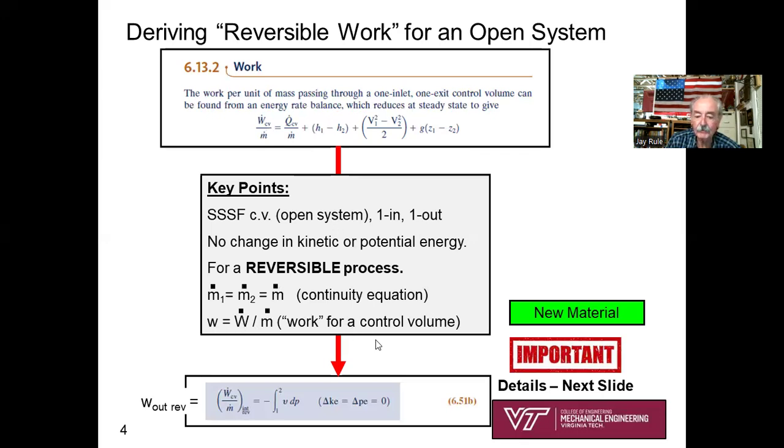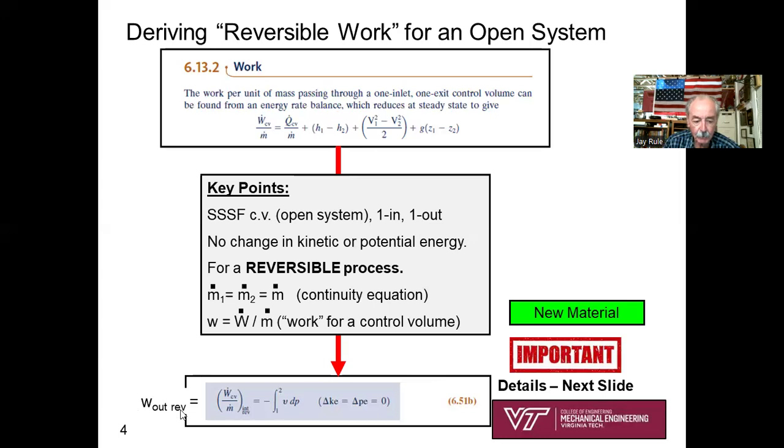And that's called the work for a control volume, work for an open system. Thus, section 6.13 being called work. That's little w. And so I'm jumping down now, almost like a miracle occurs, to equation 6.51b. This left-hand side, w dot over m dot, well, that's little w. So I've written that out for you on the slide.